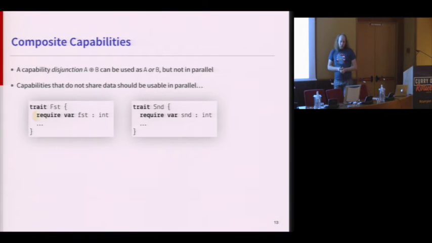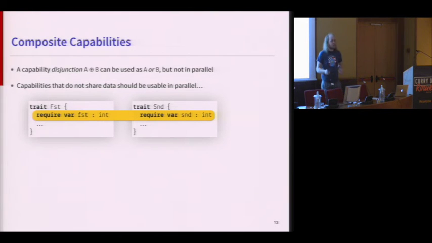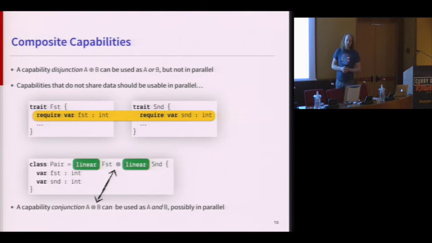So if we think about it, capabilities that don't share any underlying state should be useful in parallel. For example, here are two traits that require different fields. So we should be able to compose them in a way that allows us to operate on them in parallel. And that's what we use the capability conjunction for. So this A times B means that this capability can be used as A and B and possibly in parallel.